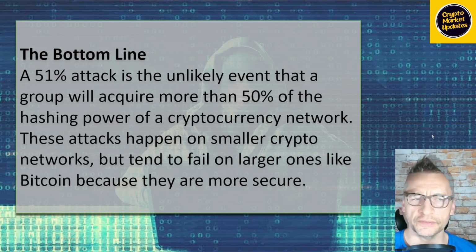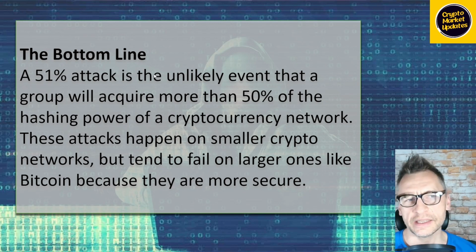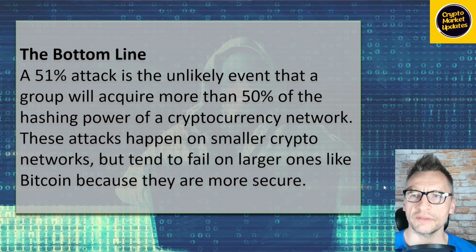The bottom line: a 51% attack is the unlikely event that a group of miners will acquire more than 50% of the hashing power of a cryptocurrency network. These attacks happen on smaller crypto networks but tend to fail on larger ones like Bitcoin because they are more secure. And I guess attacking a smaller network is still costly, and an attacker would have to weigh the benefits versus the cost.